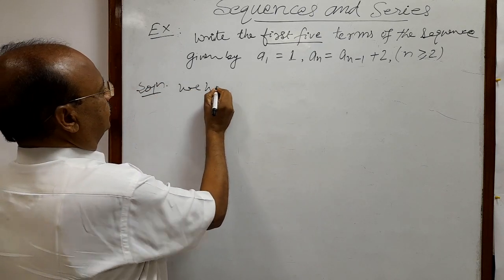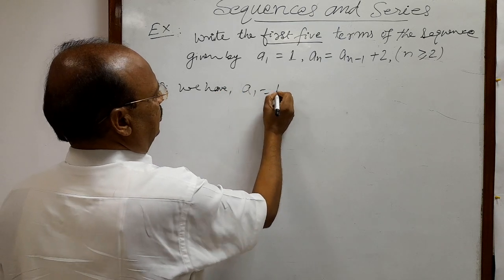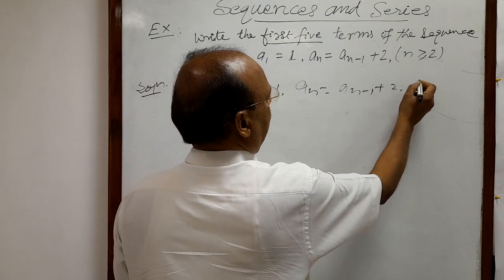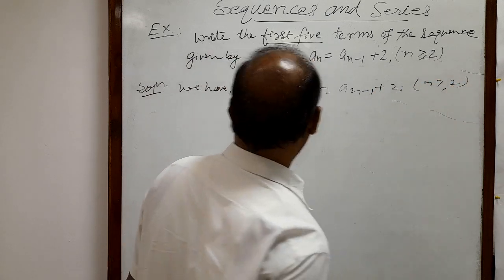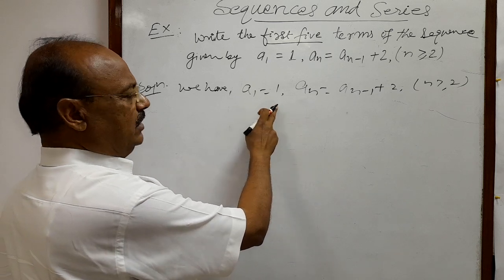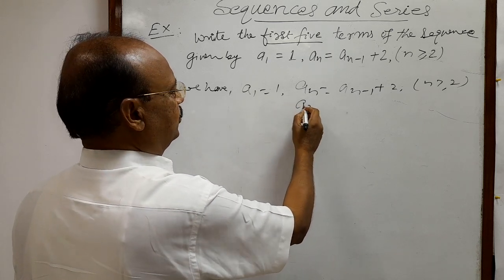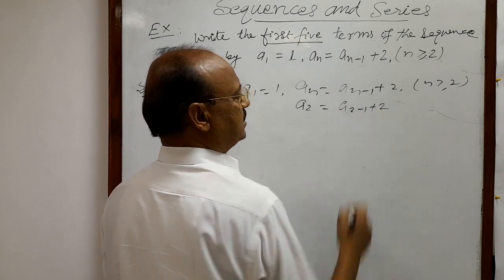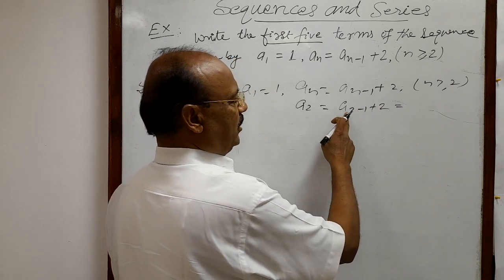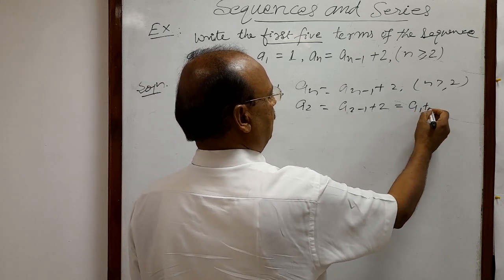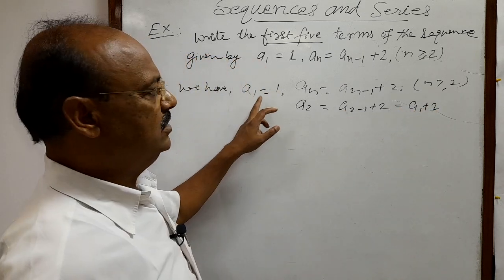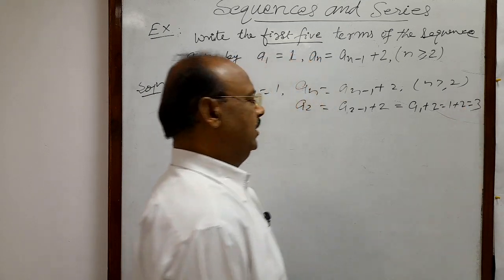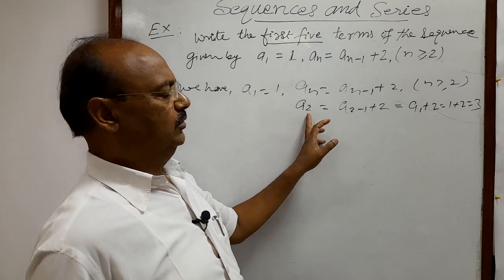Here we have a1 is equal to 1 and an is equal to an minus 1 plus 2 for n is greater than or equal to 2. So we already have a1 is equal to 1. Now let us find a2. So a2 is equal to a2 minus 1 plus 2, and a2 minus 1 means a1 plus 2, and a1 is 1. So this is 1 plus 2, this is equal to 3. This is the answer for a2.